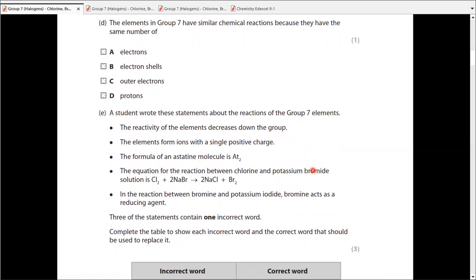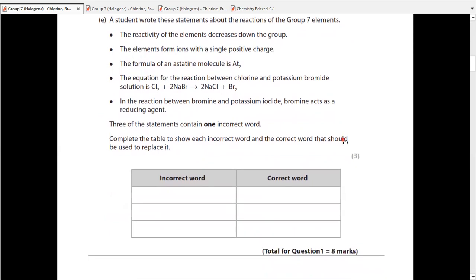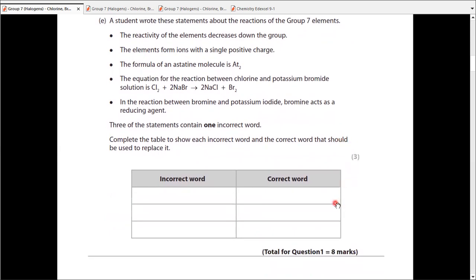Outer shell, I mean outer electrons. Outer electrons, perfect. Part C is outer electrons. Okay, E.